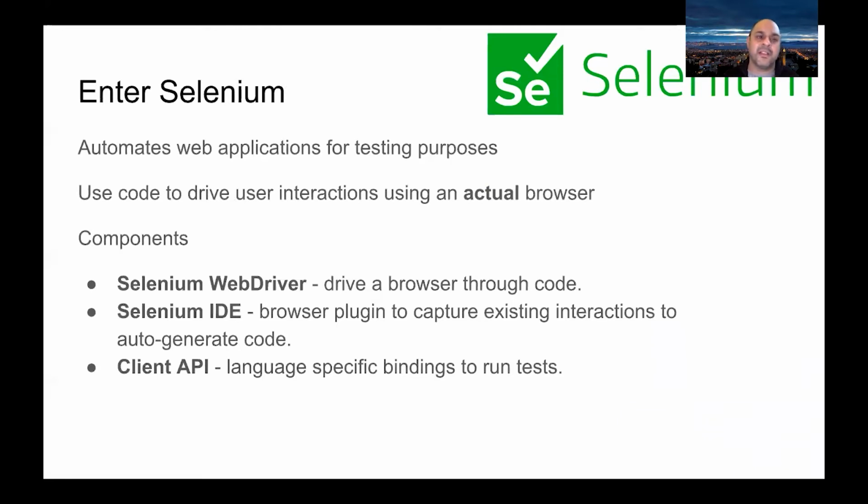Selenium is a tool that lets you automate web applications, particularly for testing purposes. And you can use code to drive these kinds of user interactions using an actual browser. And so the components of Selenium: we've got the Selenium WebDriver, which is the thing that actually starts up the browser and drives the interactions through the code that you've written. There's the Selenium IDE, which is the other side of the coin. It's a browser plugin that lets you capture existing interactions and record that as code. And finally, there's the client API, which are basically language-specific bindings. So that's the code that you're going to write your tests in that drive these things.